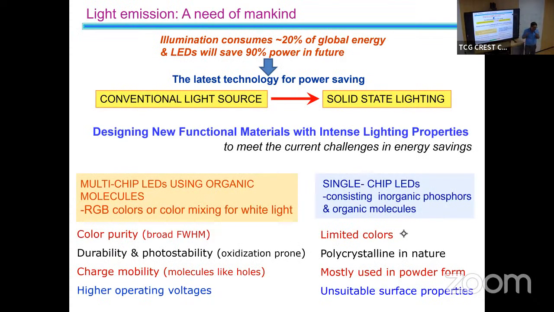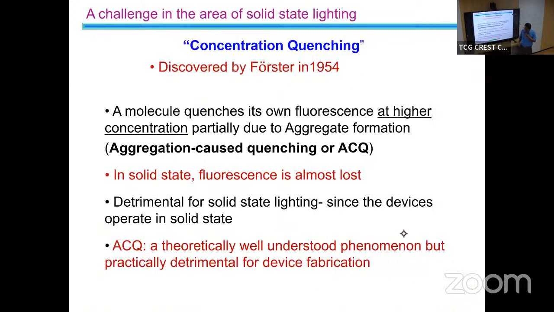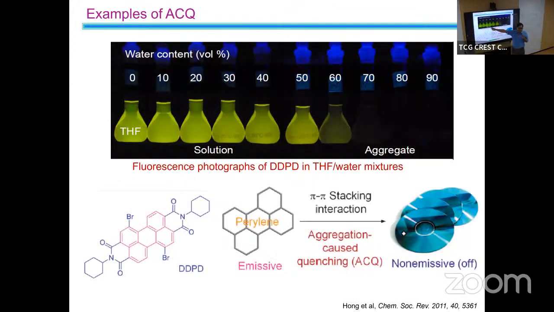But all the devices which you are making work in the solid form, right? Another challenge is that conventional light sources, which consume a large amount of generated energy, are to be replaced by solid state lighting, that is light emitting diodes, something like that. Along this line, this concentration quenching phenomenon is quite detrimental. If you take one molecule which is highly luminescent in solution and make it in the aggregated form, which mimics the solid form, then you will find the aggregation completely quenches it. You won't have any kind of luminescence once it is in aggregated form.